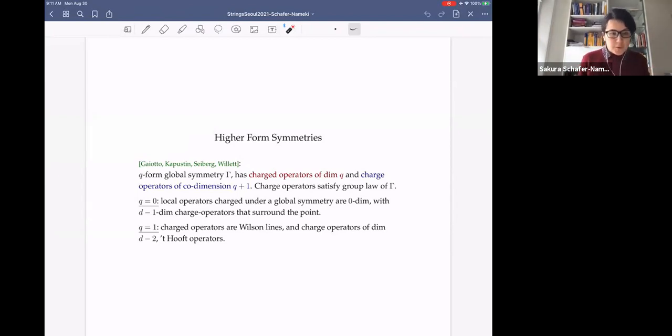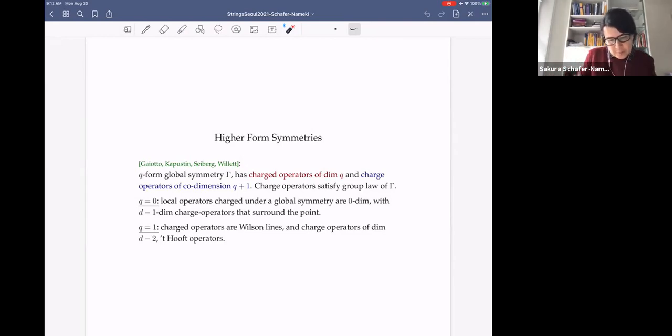And even for q equals one, this is not something that we haven't heard, right? These are just line operators, so Wilson lines, for example. And for, say, a pure gauge theory, you can think of these as just coming from the center symmetry of the gauge theory. So they're charged under the center symmetry. And the charge operators are of dimension D minus two. And then there's also the dual magnetic 't Hooft operators.